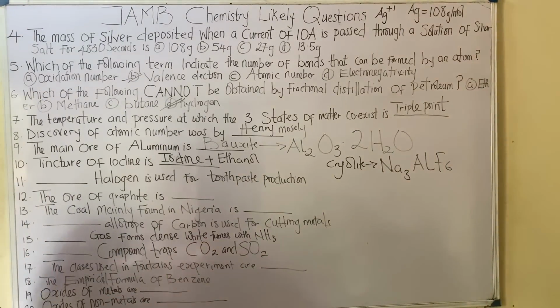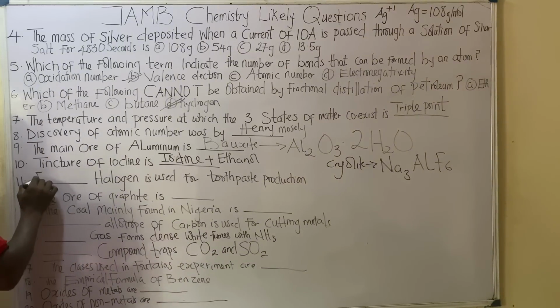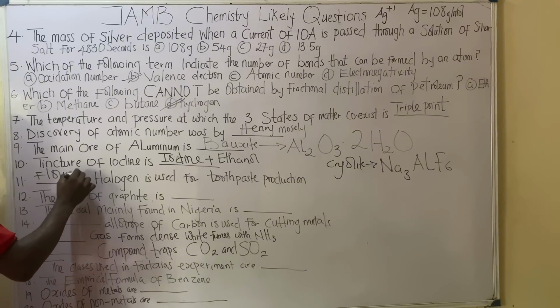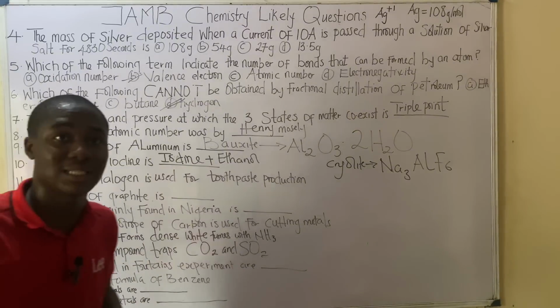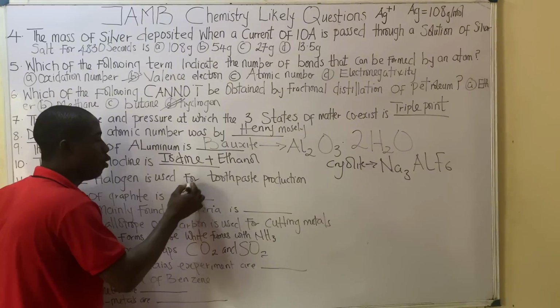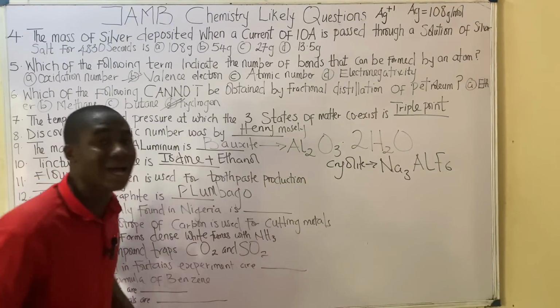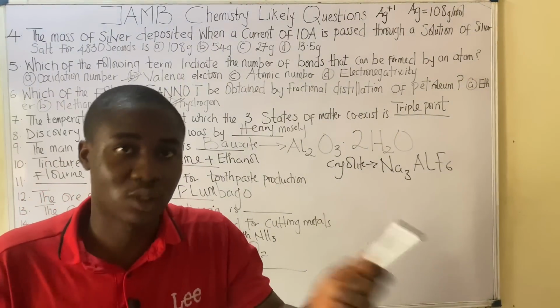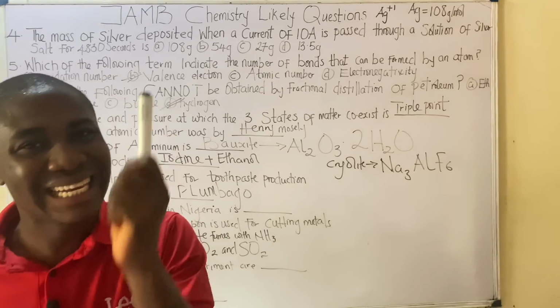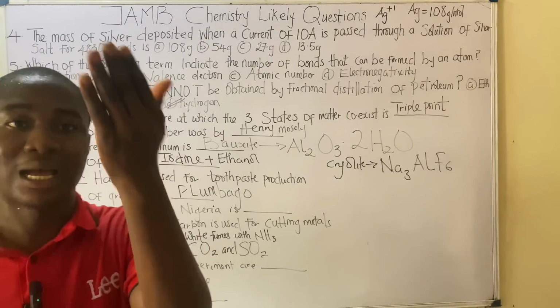Now, question number 11 says, dash halogen is used for toothpaste production. It is fluorine. Take note, it is fluorine. Fluorine is used for toothpaste production. Question number 12 says, the ore for graphite is called plumbago. Take note, remember, graphite is one allotrope of carbon, to be specific, the crystalline allotropes of carbon. We have two major crystalline allotropes of carbon, which are graphite and diamond.